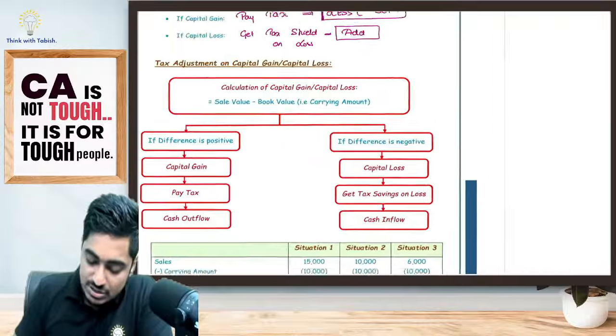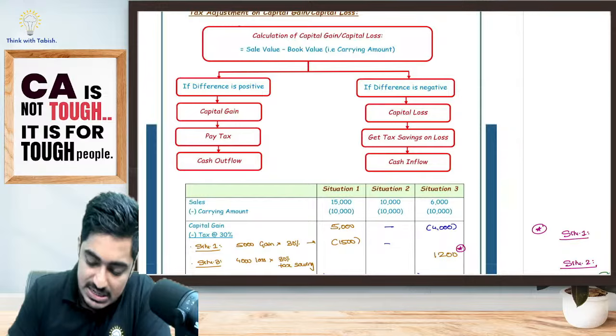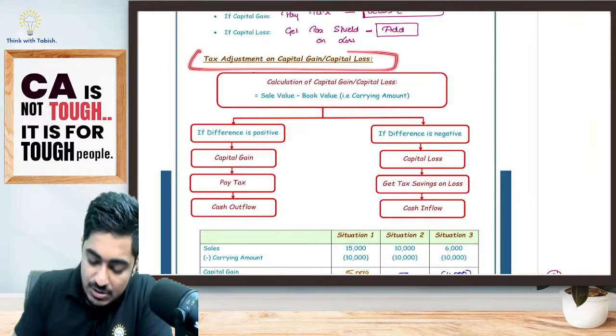So look at this simple thing, students. How do I show my capital gain adjustment? This is going to be important. So many places it is coming. Okay. Tax adjustment on capital gain.